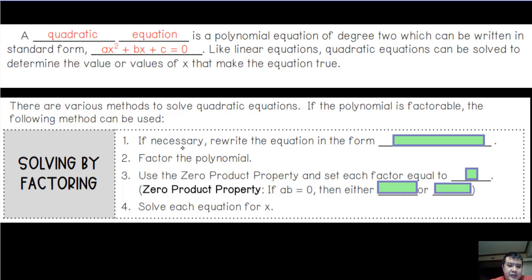Step 1, if necessary, rewrite the equation in the form ax squared plus bx plus c equals 0. Factor the polynomial. Then use the zero product property to set each factor equal to 0. That is, if a times b equals 0, then either a equals 0 or b equals 0. And then write and solve each equation for x.